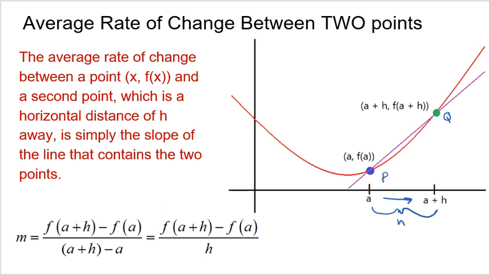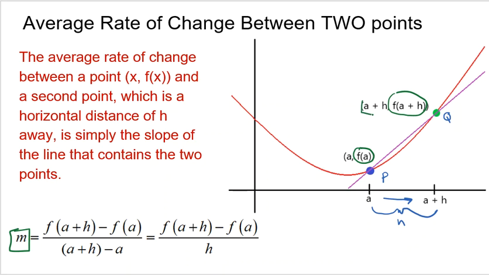So how do you find slope? Well, let's go all the way back to algebra 1. First off, we use the letter m to represent slope typically. Slope is the y coordinate of the second point, f of a plus h, minus the y coordinate of the first point, f of a. So that's my numerator. And then divided by subtracting the x coordinates.